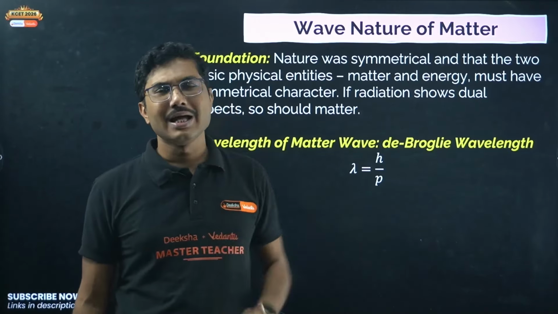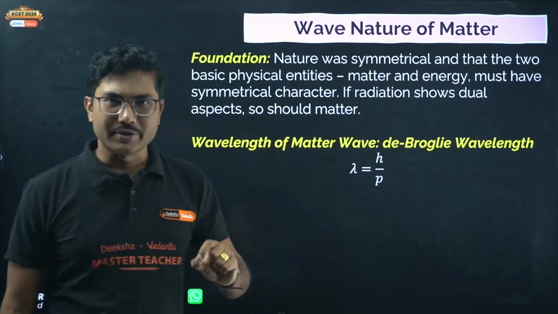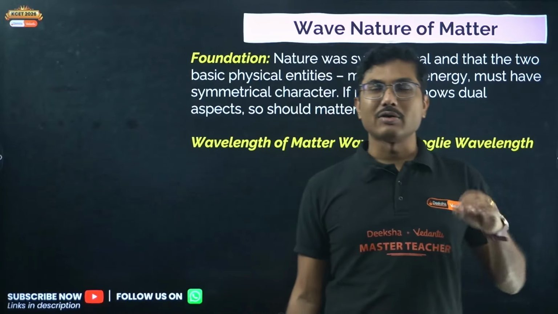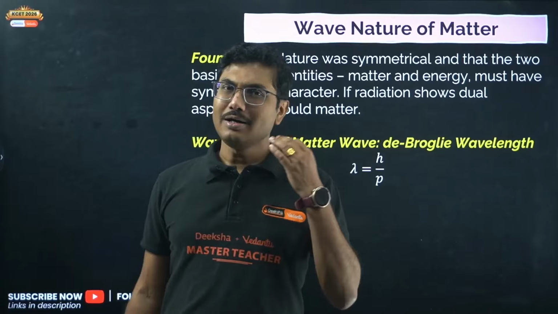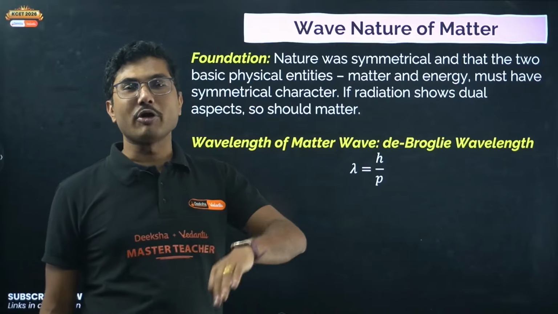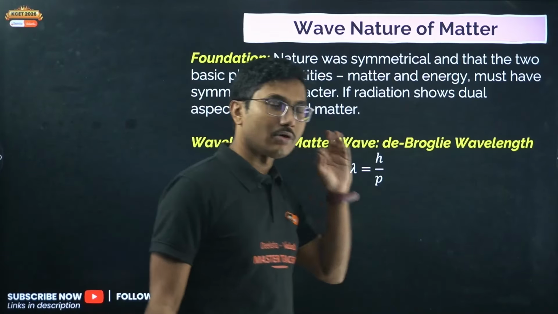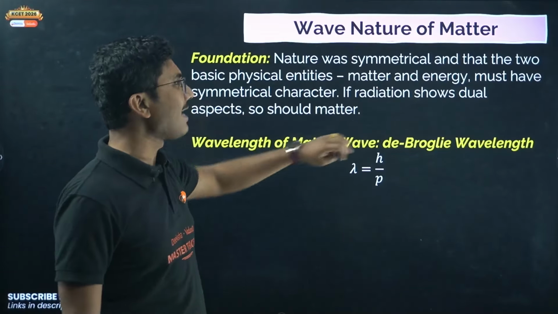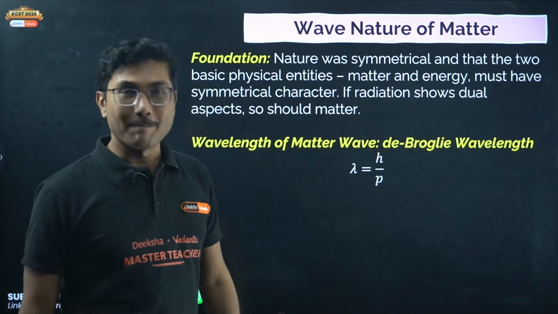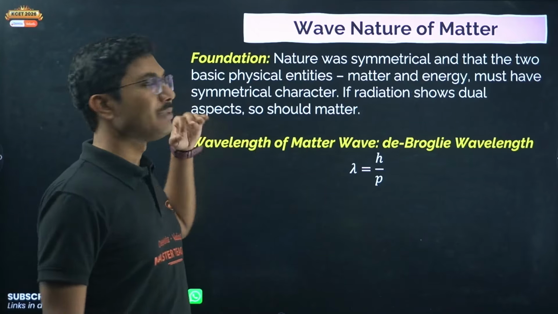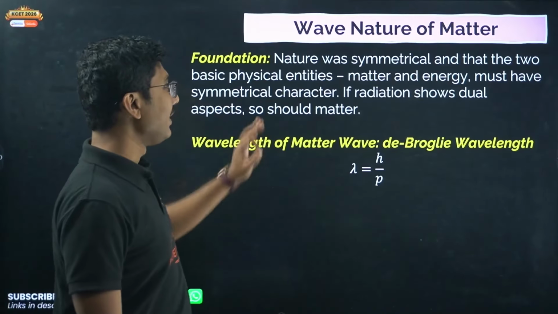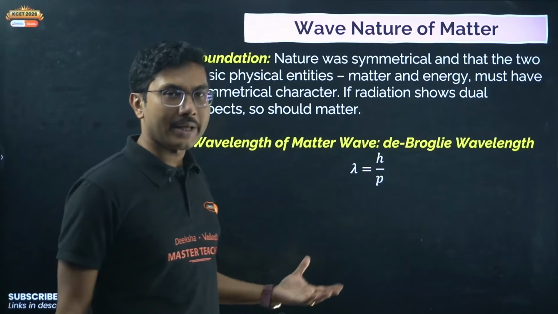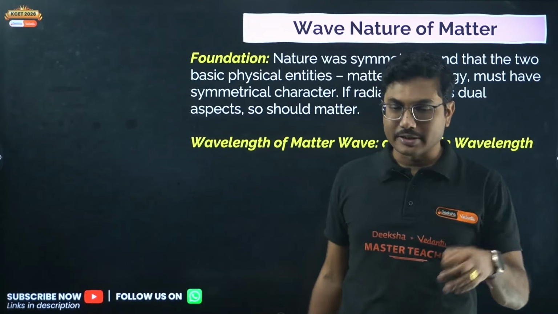So he said one thing, that nature loves symmetry. If a wave can behave like a particle, a particle can also behave like a wave. So it was Louis de Broglie's hypothesis. Hypothesis means it was not yet experimentally proven. Nature was symmetrical, and the two basic physical entities, matter and energy, must be of symmetrical character. If radiation shows dual nature, so should matter. And from there the history student turned to physics.